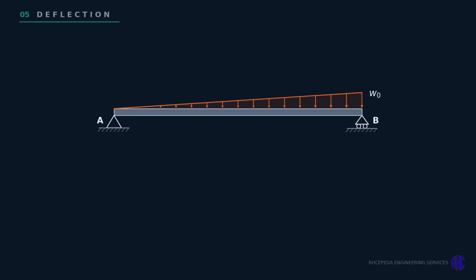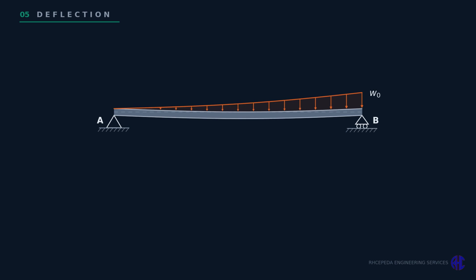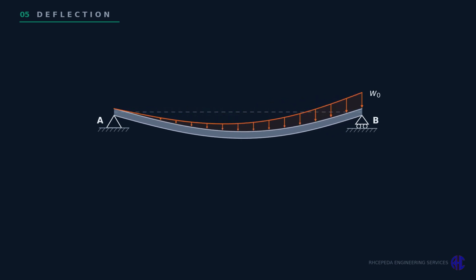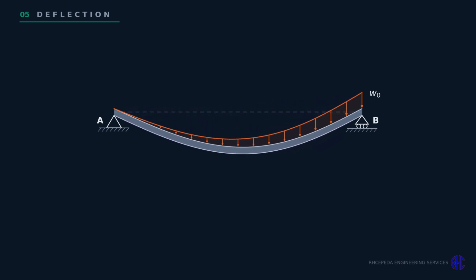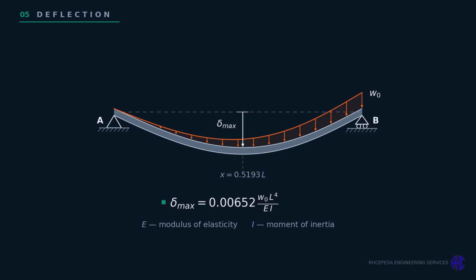Finally, the deflection. Integrating the moment equation twice, and applying zero deflection at both supports, gives the elastic curve. The beam sags into an unsymmetrical shape, leaning toward the heavier end. The maximum deflection occurs at x equals 0.5193 L, and its value is 0.00652 W0 L to the fourth, divided by EI.